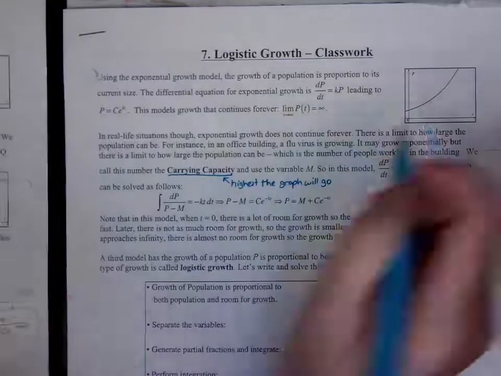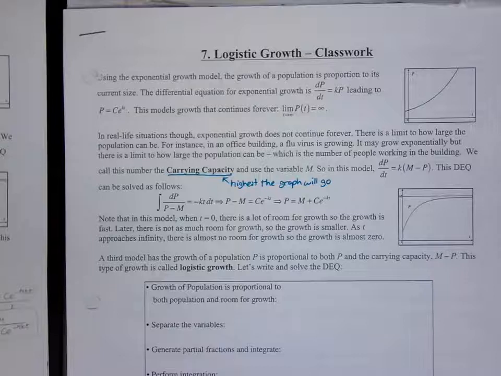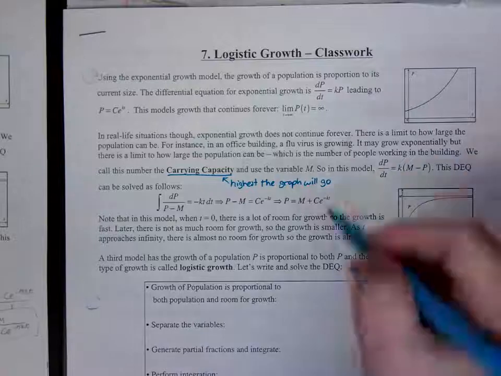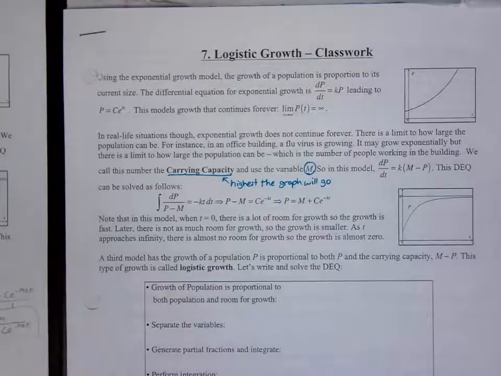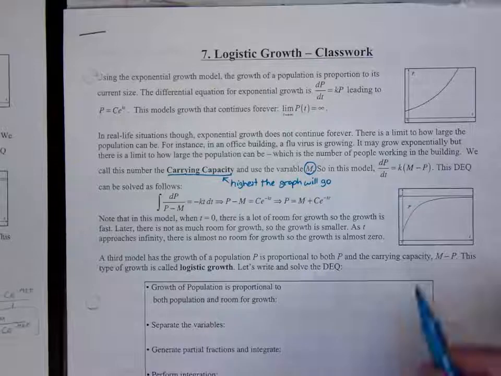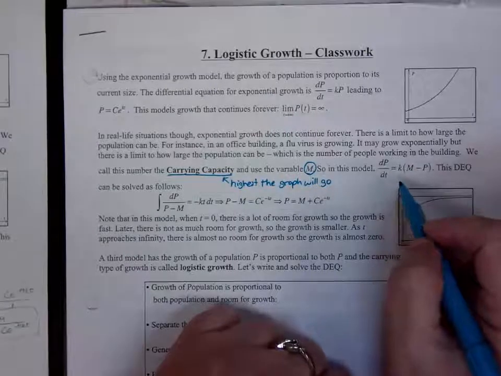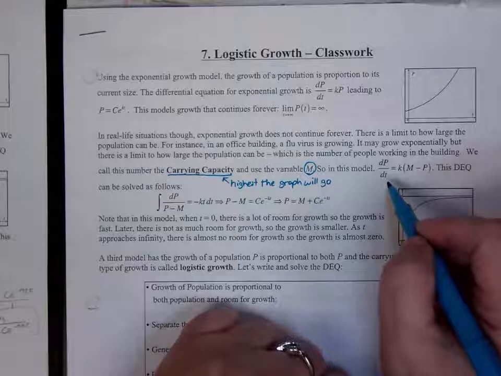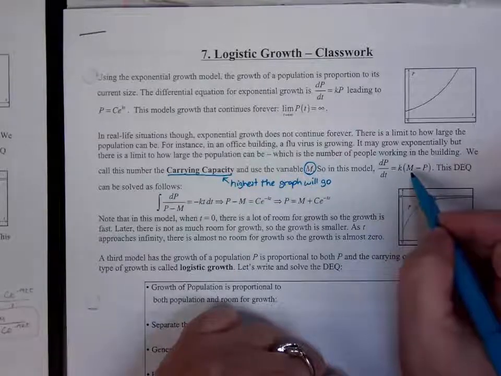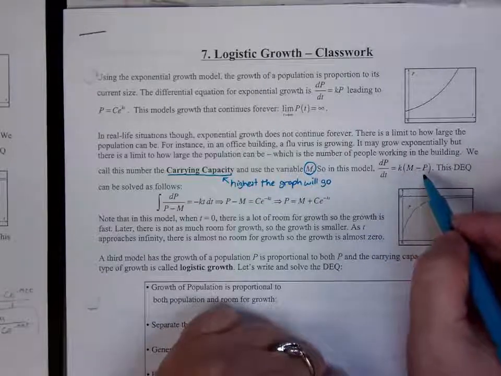Okay? You need to know that verbiage, carrying capacity. In other words, how high can it level off to? And the other thing you need to know is that it uses the variable M. M for maximum, capital M for maximum, okay?